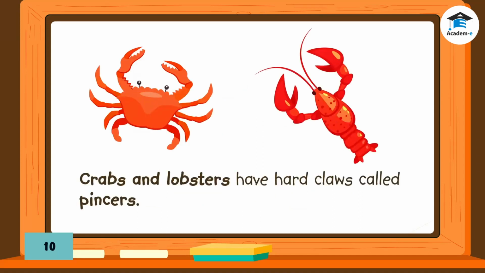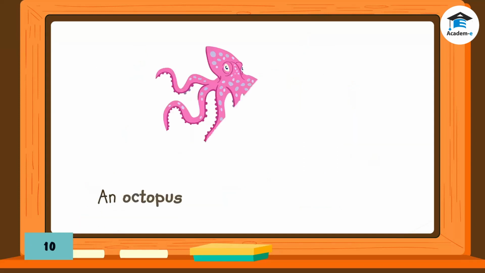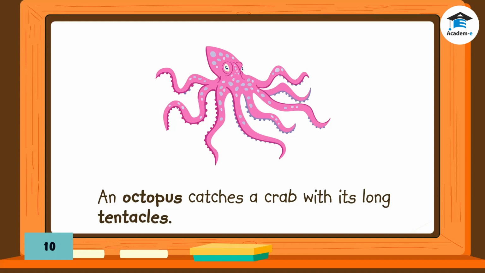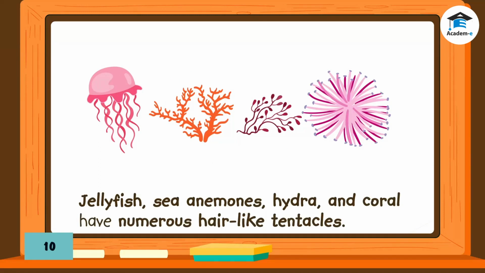Crabs and lobsters have hard claws called pincers. They use these to protect themselves from their attackers and also for getting and eating food. An octopus catches a crab with its long tentacles. Jellyfish, sea anemones, hydra, and coral have numerous hair-like tentacles.